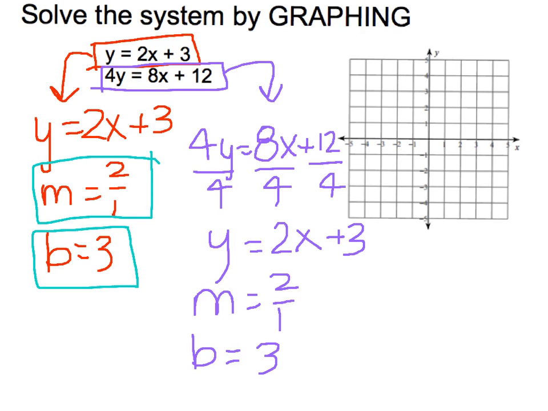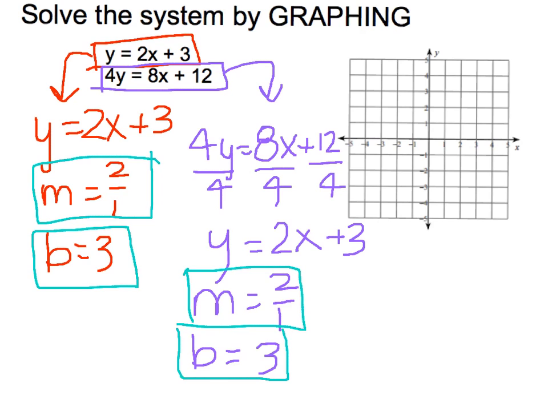Now when I look at the equation that I highlighted here in purple, to get y by itself, I had to divide everything by 4. So you can see I did that in this step. And my equation is y equals 2x plus 3. My slope is 2 over 1, and my y-intercept is 3.